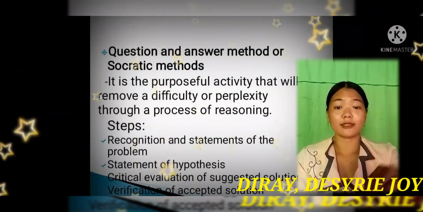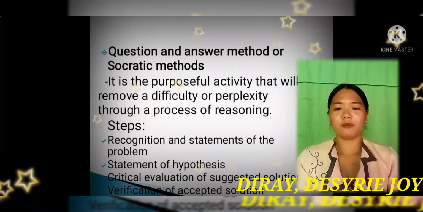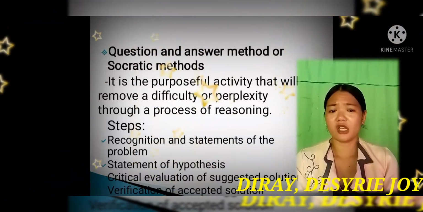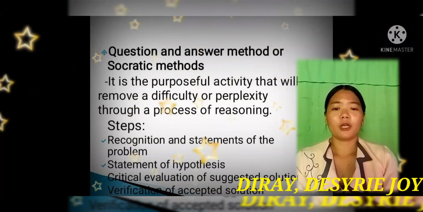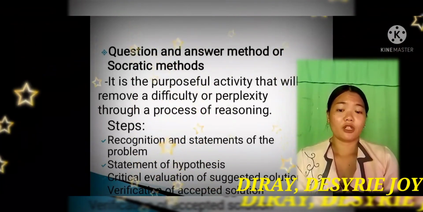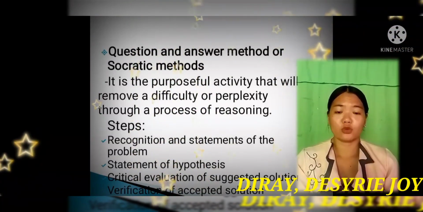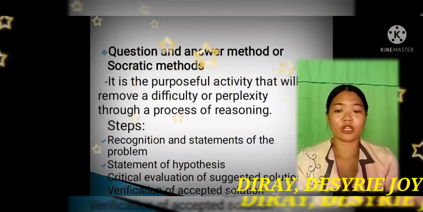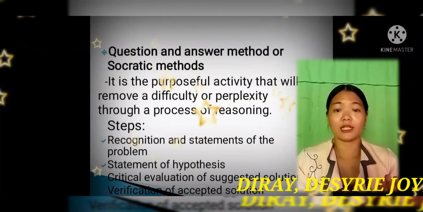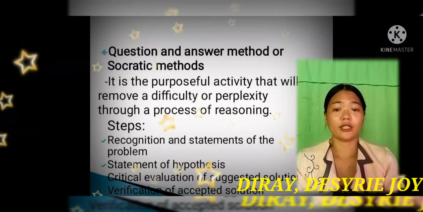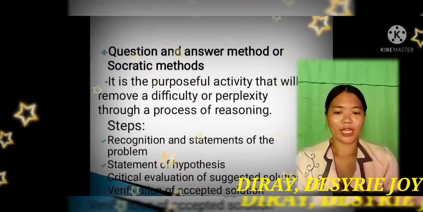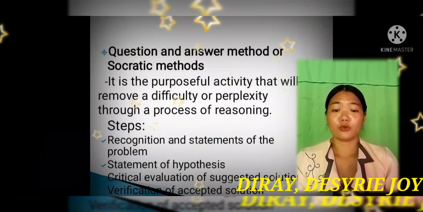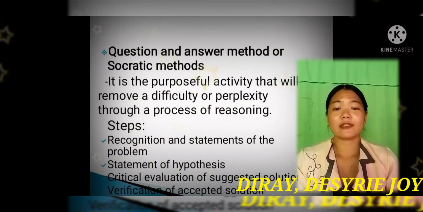We also have steps to follow. First step is recognition and statement of the problem. This is the same as in research, study, thesis, dissertation. Another one is statement of hypothesis. Third one is critical evaluation of suggested solutions. You have to suggest solutions on how to solve the problem. And lastly is verification of the accepted solution. You have to verify if the solution you make is accepted, and you also have to consider that the solution you make from the statement of the problem is reliable.